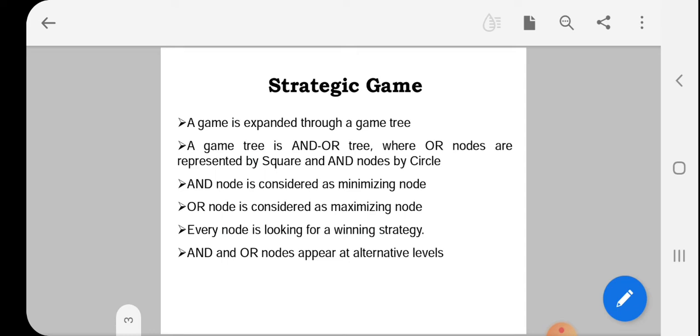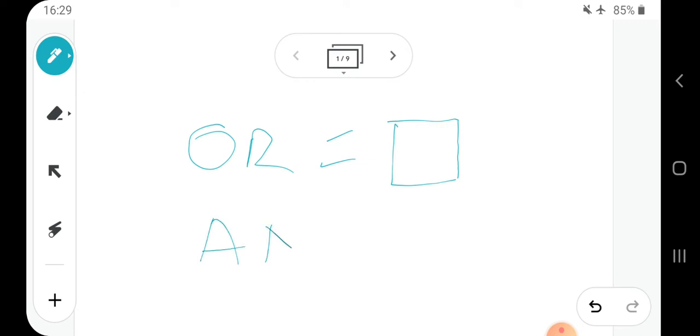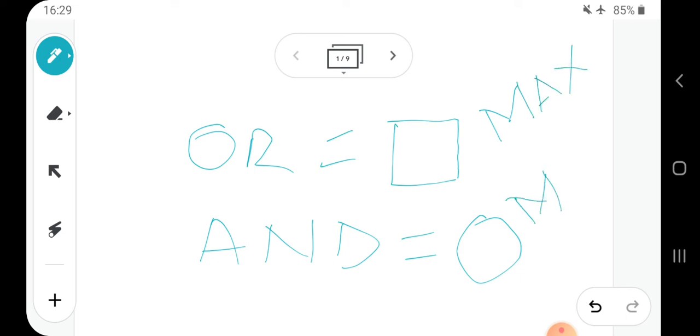A game tree is also known as an AND/OR tree, where OR nodes are represented by squares and AND nodes are represented by circles. These square nodes always try to maximize the value of the game, and these circles always try to minimize the value of the game.